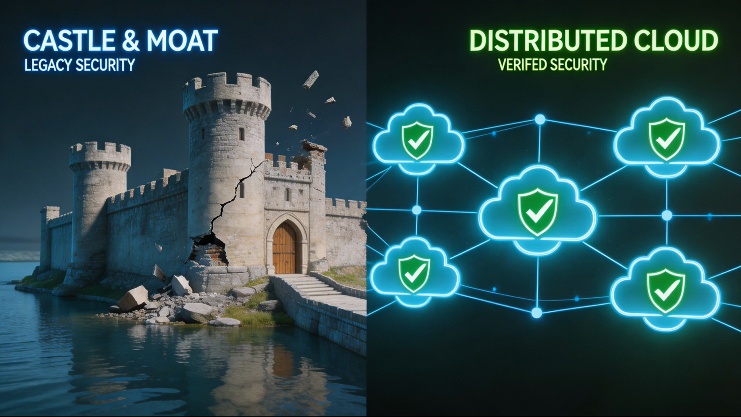Three things to remember. The old perimeter model is dead. Zero trust means verify every request, limit every permission, and assume attackers are already inside. You can start today with MFA, access audits, and network segmentation.